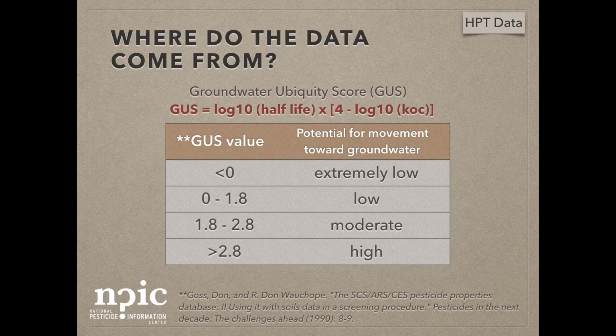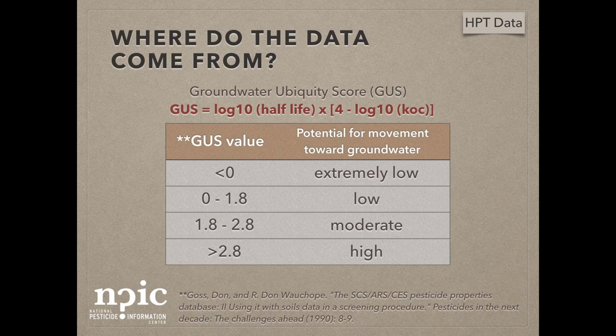To do this, we required half-life and KOC values be found for each soil type, with the primary drivers being clay, silt, and sand. So for example, say that we found a half-life value for atrazine in sandy soil. In order to calculate a GUS value for atrazine in this type of soil, we also needed to find a KOC value for that same soil type.